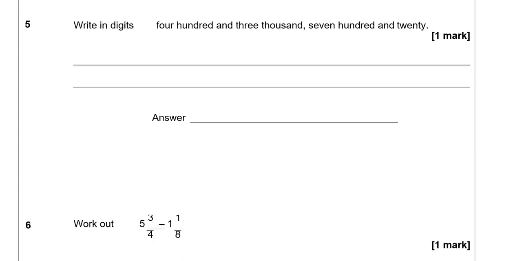Write in digits 403,720. So 403,720. So 403,720.